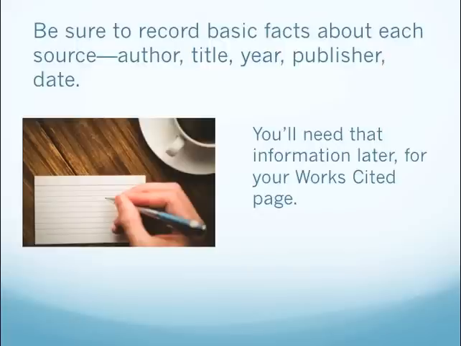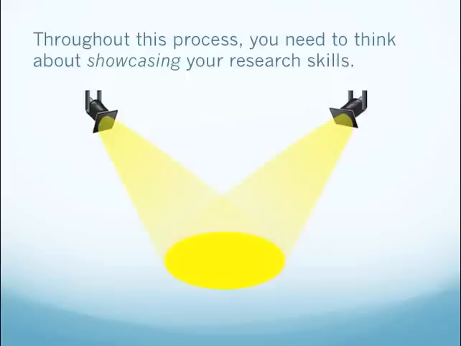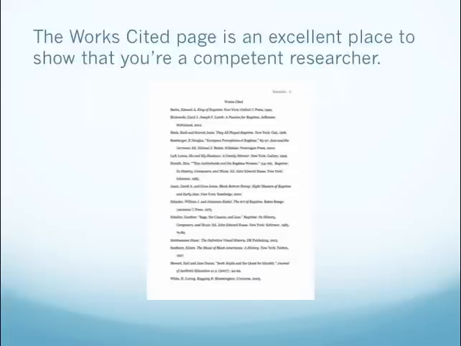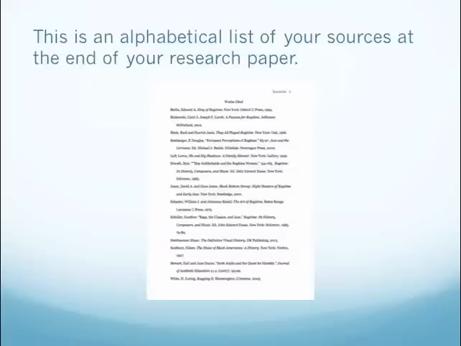Throughout this process, you need to think about showcasing your research skills. That means making choices that spotlight your commitment to excellence, such as carefully editing and proofreading your work. The works cited page is an excellent place to show that you're a competent researcher. This is an alphabetical list of your sources at the end of your research paper.